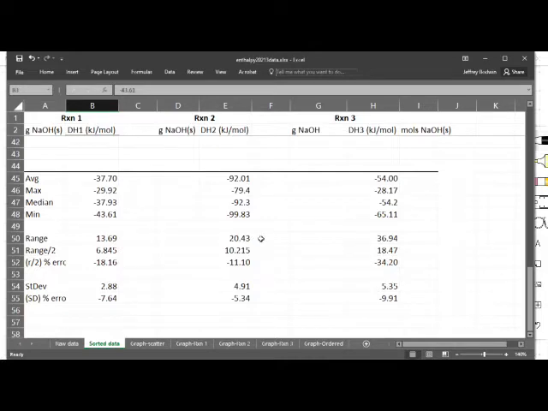Looking at reaction two, just a very quick little analysis. Again, 92.01 is the average, and 79.4 to 99.83 is the range. Gives us a little bit bigger range, but this is a much larger number. So a bigger range might be expected, just given the scatter in the data that we're working with. Gives me a range over two error of 10, which is about 11%.